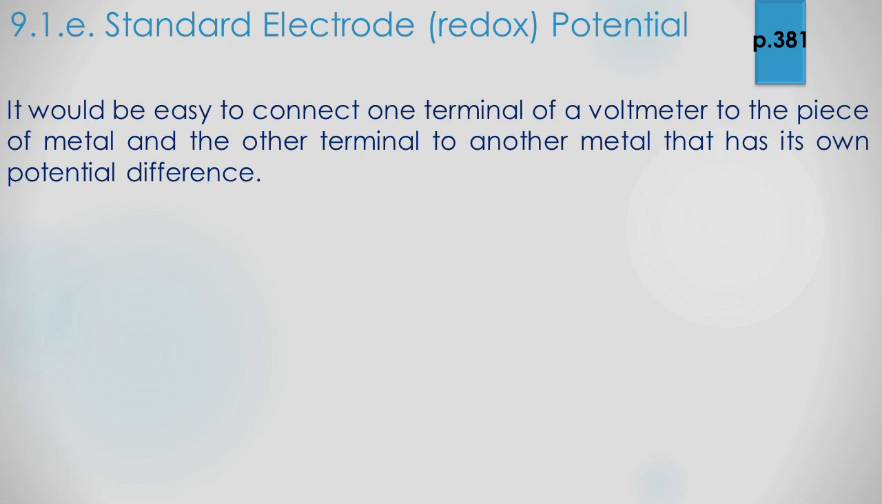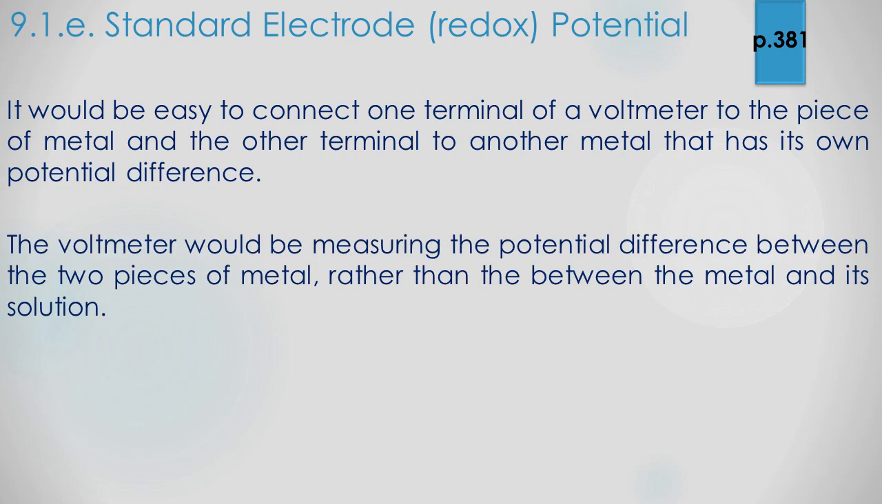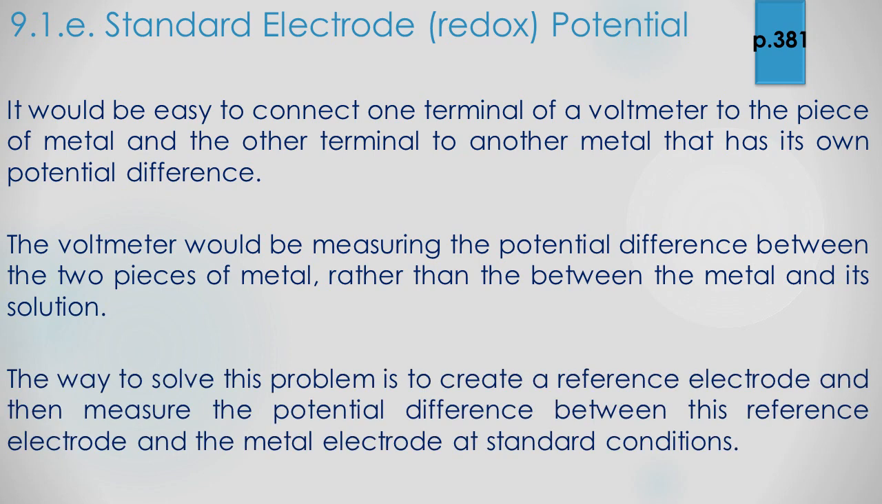It would be easy to connect one terminal of a voltmeter to the piece of metal and the other terminal to another metal that has its own potential difference. So what you are actually measuring is the potential difference between the two pieces of metal rather than between the metal and its solution. The way to solve this problem is to create a reference electrode to which we can compare all other metals. And we need to do this at standard conditions.